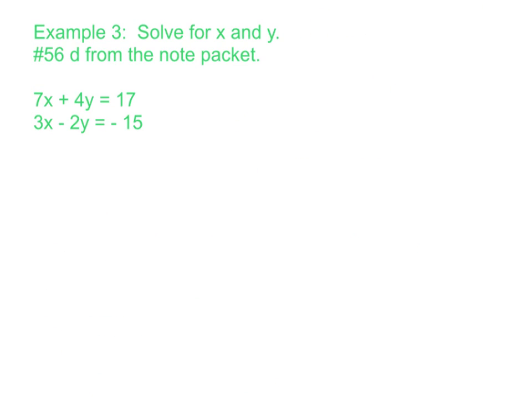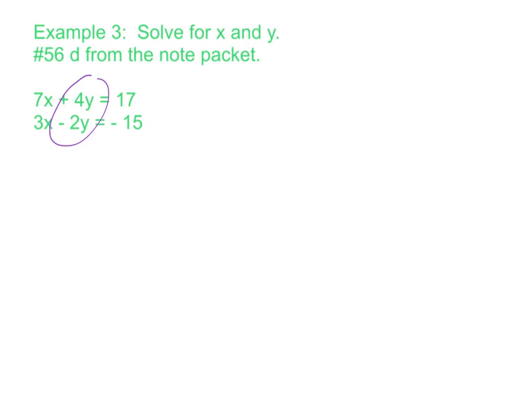Example 3 is number 56D from the note packet. 7x plus 4y equals 17. 3x minus 2y equals negative 15. So again, we are looking at our variables, which one we want to eliminate first. If I look at my x's, I have a 7x and a 3x. They don't really have anything in common, and nothing easily could cancel out. We can multiply to eliminate. So I'm going to focus on my y's. I have a positive 4y and a negative 2y.